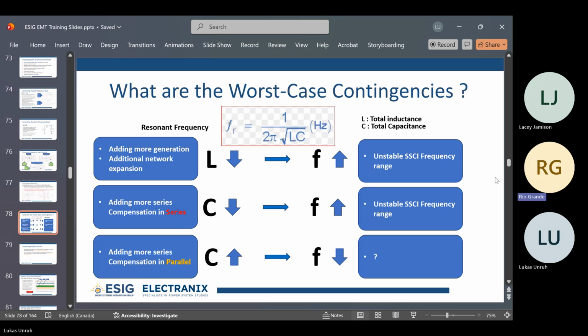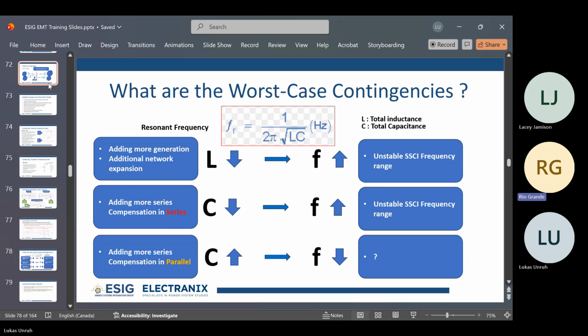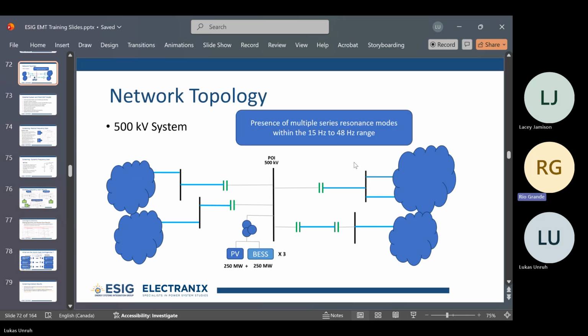But what that means is that the case where all series caps are online is not necessarily the worst case, because you have multiple of them in parallel, which is increasing the capacitance and decreasing the resonance. So in this network configuration that we're looking at here, it's not necessarily the case that when everything is on, all the caps are in service, that it's going to be the worst scenario.